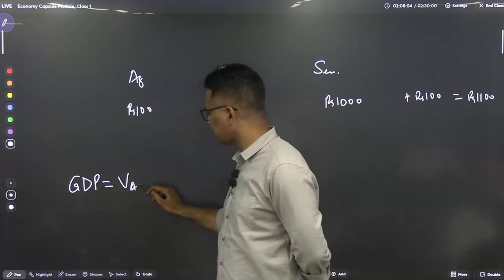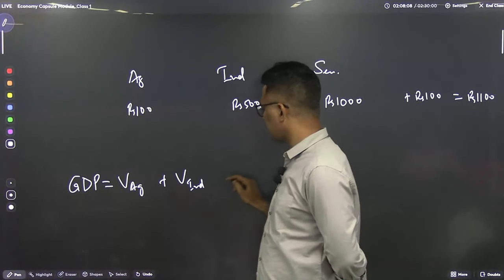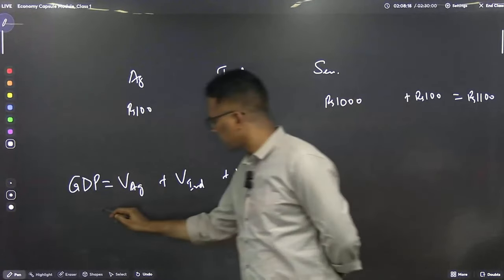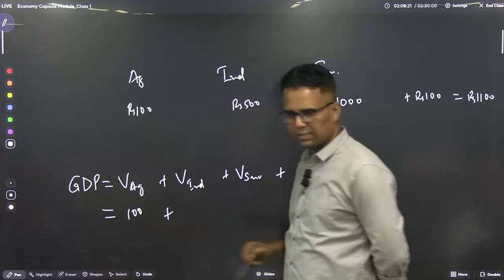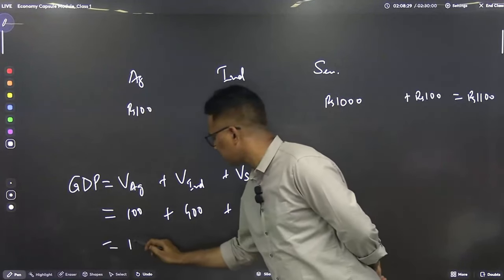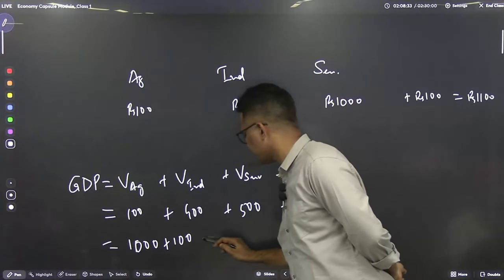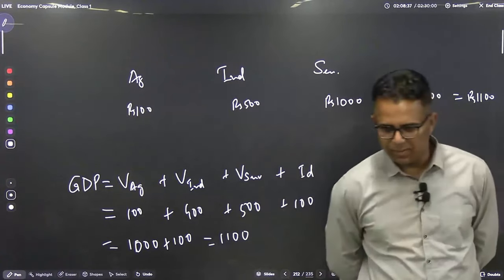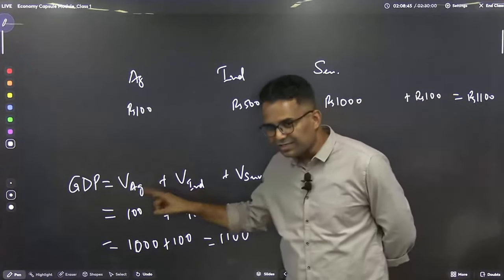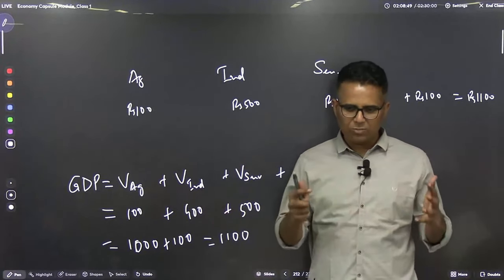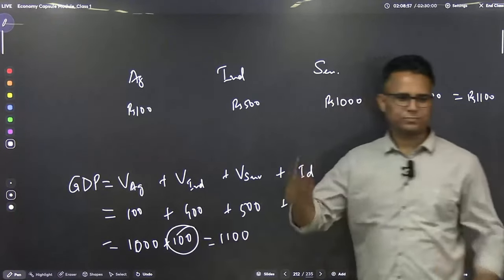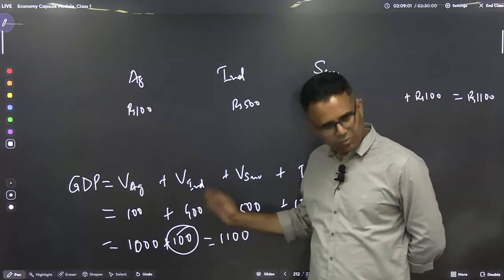Value addition in agri sector, value addition in industrial sector, value addition in services sector, plus indirect taxes, subsidies will come later. Value addition in agriculture sector 100, industrial sector 400, services 500. So this becomes... when NSO is calculating GDP, of course tax is added, indirect tax, but indirect tax is not added in every sector. Government knows how much it collected in all indirect taxes in its account. Okay? So this is added separately. So when we are calculating this, we exclude taxes here.